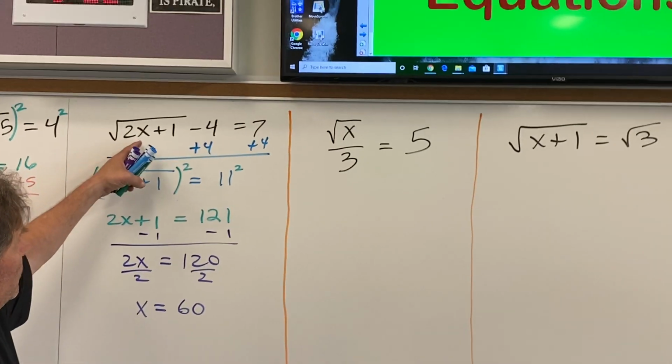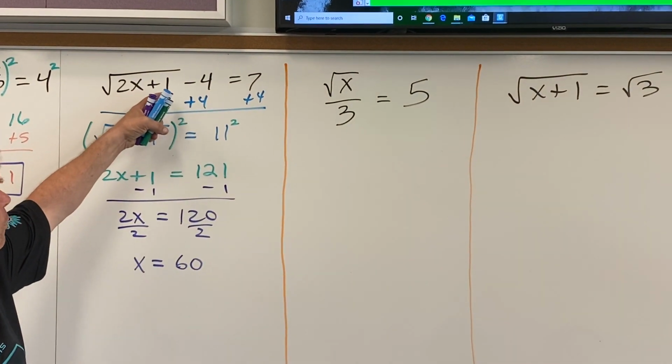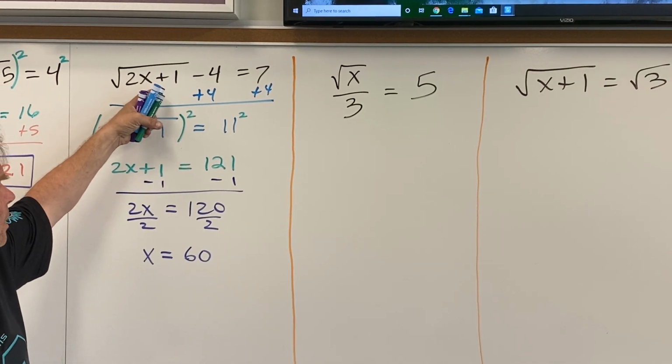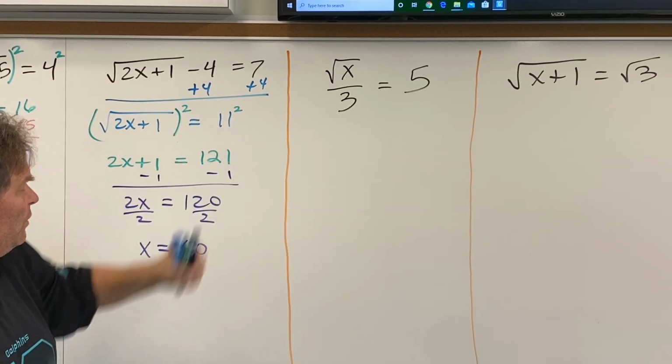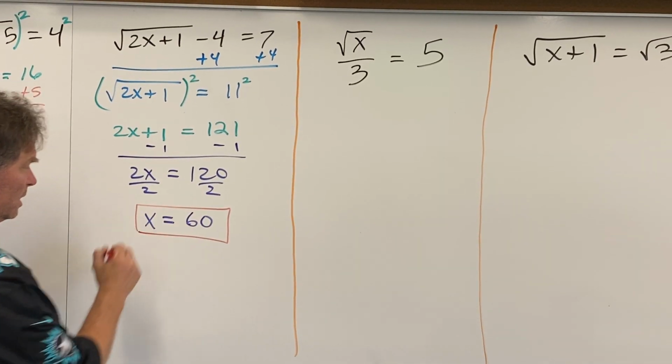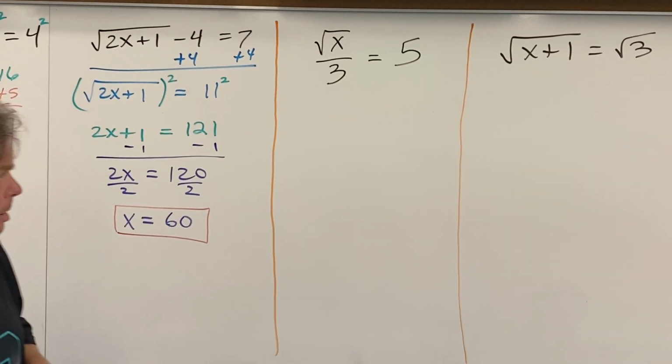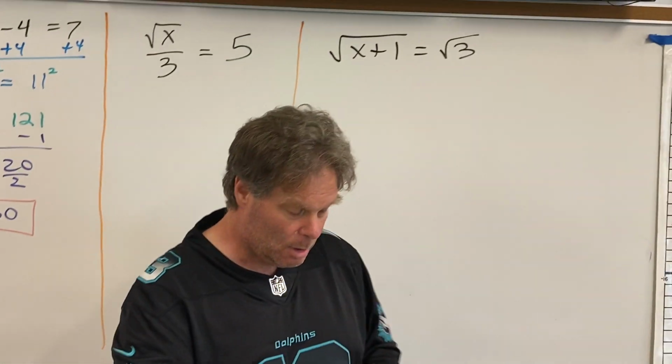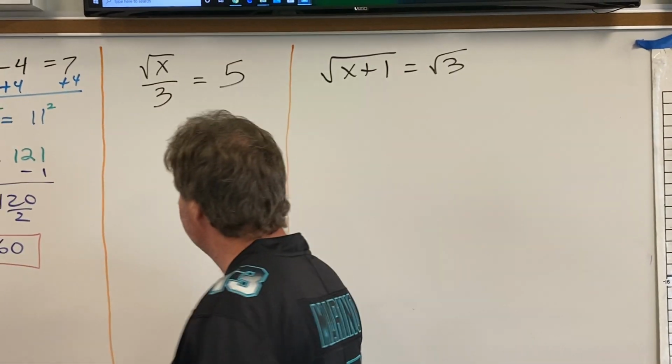Put in 60. 2 times 60 is 120, plus 1 is 121. Square root is 11. 11 take away 4 is 7. So it's a good solution. Cha-ching. Okay, let's see about this guy.